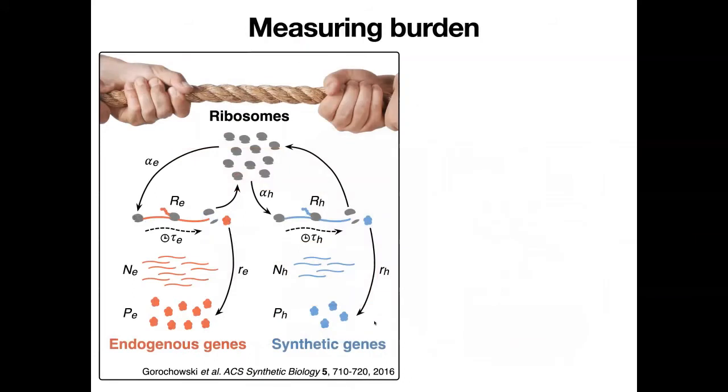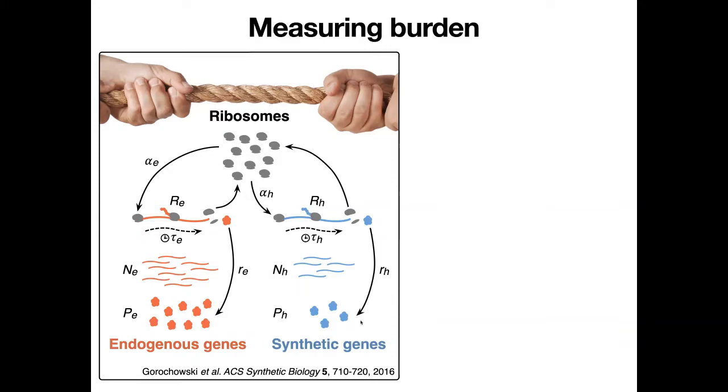Now, an area we've been applying this combined approach to is measuring the burden that synthetic genetic circuits can place on a host cell. And if this isn't carefully managed, then you end up with a tug of war for essential shared resources like ribosomes. And this can lead to the triggering of stress responses and actually reduce the stability of the circuit that you're building.